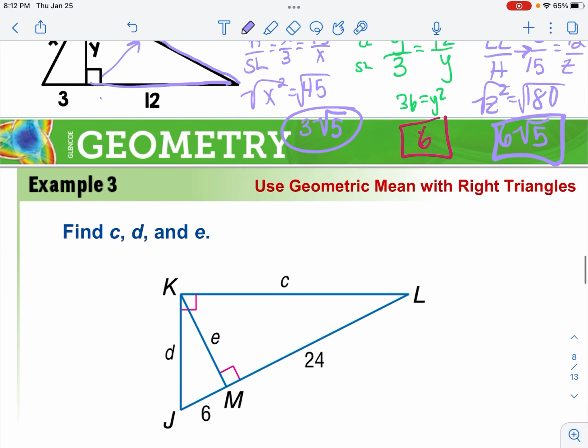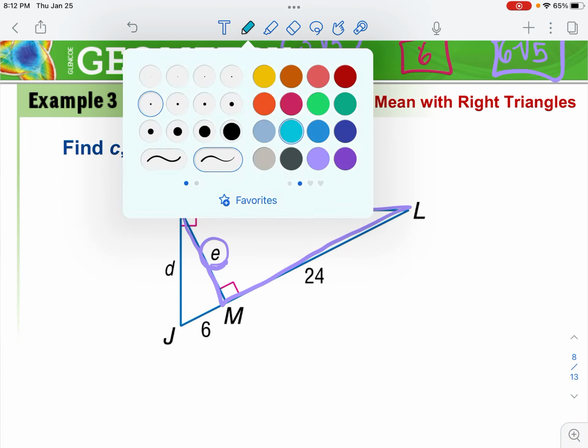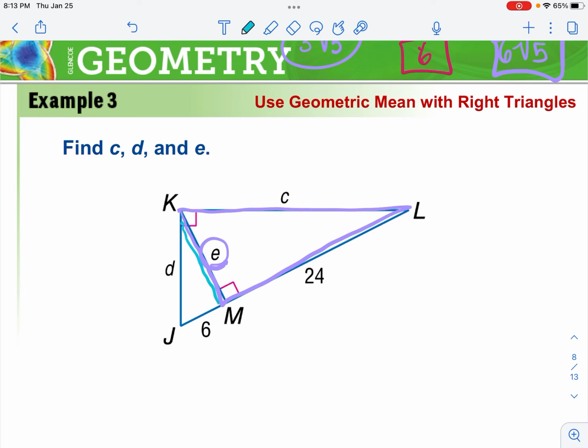So I'm going to start this next one here. If I was solving for E, it is a short leg for this one here, this purple one. It is also a long leg if I'm doing this little triangle here. So it's a short leg and it's a long leg. So I'm going to do short leg over long leg. For the purple one, it is an E over its long leg, it's 24. Then for the little one, the short leg is 6 and the long leg is E.